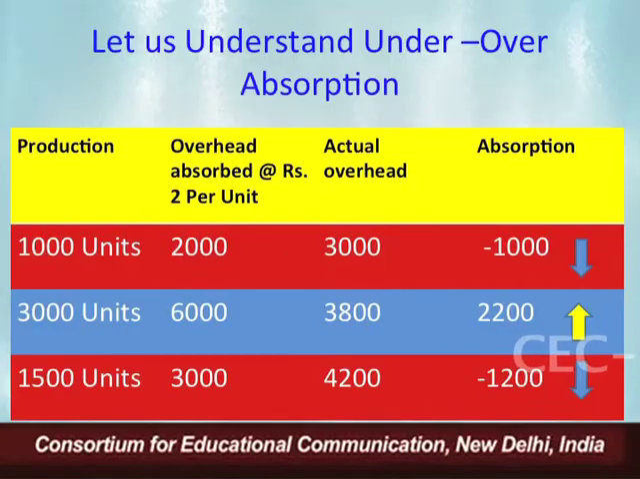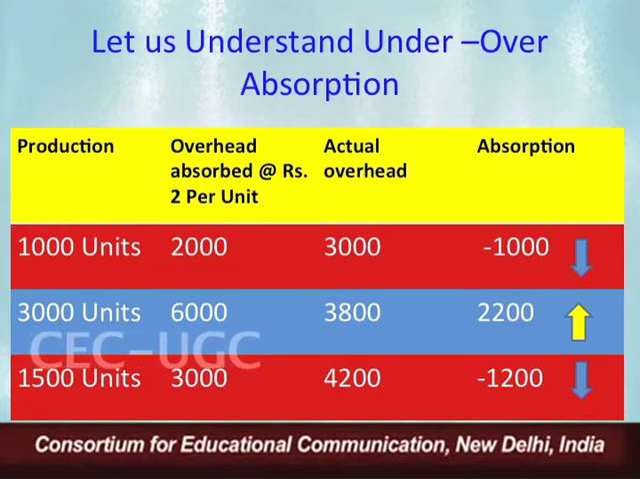So let's try to understand what is under and over absorption with a small example. Here you have an example of different units of production. Suppose these three productions given in the first column indicate three different monthly or yearly productions by a particular unit for a given product, say 1000 units, 3000 units and 1500 units. Now the overhead is absorbed at the rate of rupees 2 per unit. This is the absorption rate decided by the costing department.